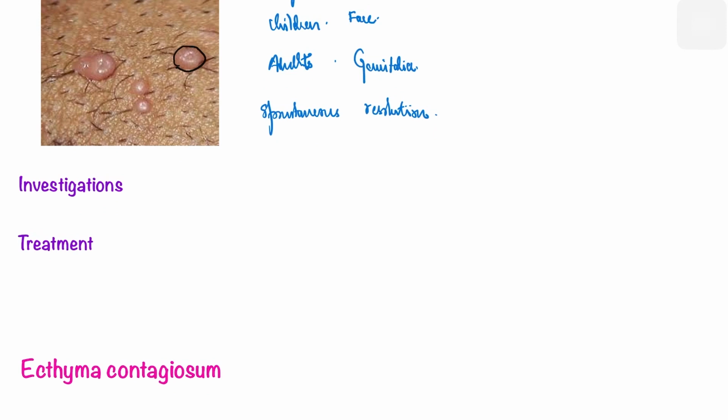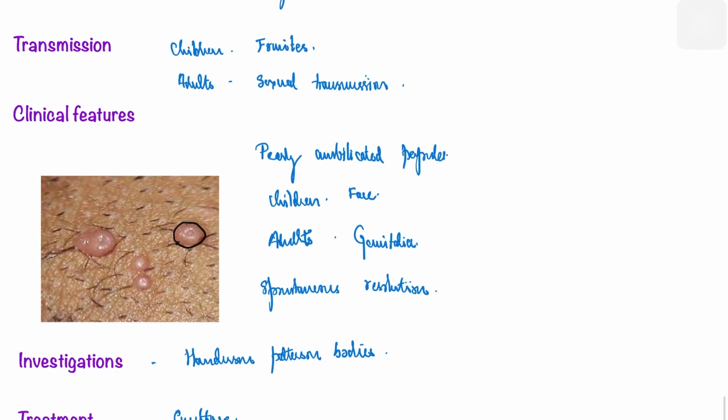And how do you diagnose it? You can prepare a smear, and you can see Henderson-Paterson bodies, molluscum bodies. Okay, and treatment is usually by curettage or extirpation, or by chemical cautery like TCA, trichloroacetic acid, or KOH, that is potassium hydroxide. Okay, this is about Molluscum contagiosum virus.